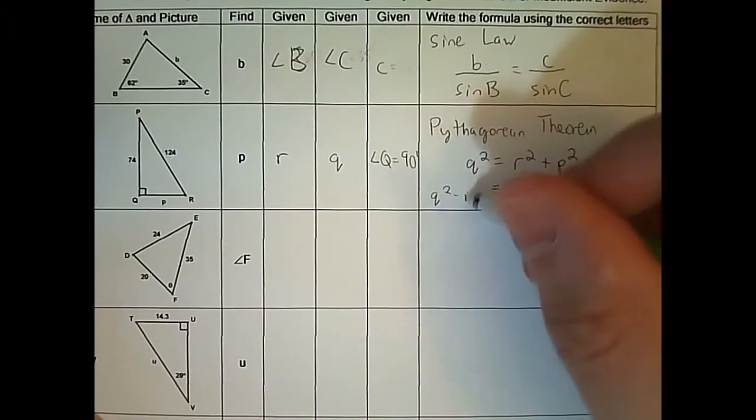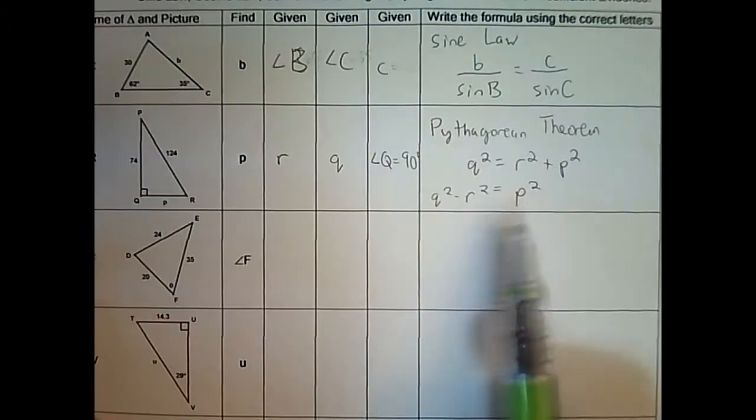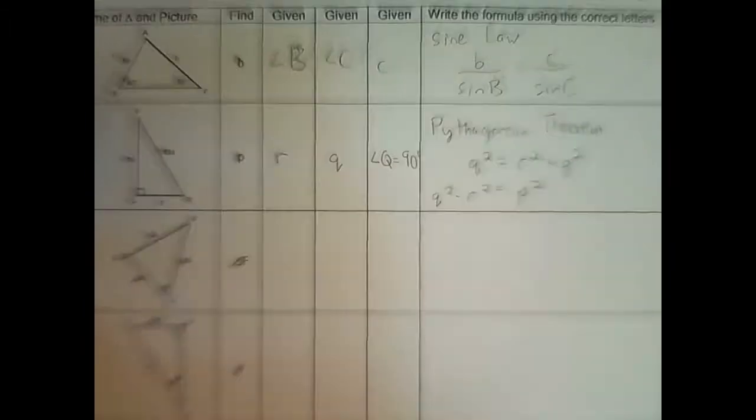Q squared minus r squared is equal to p squared. So that's the equation we use. Then we can square root the other side too, but this is good enough.